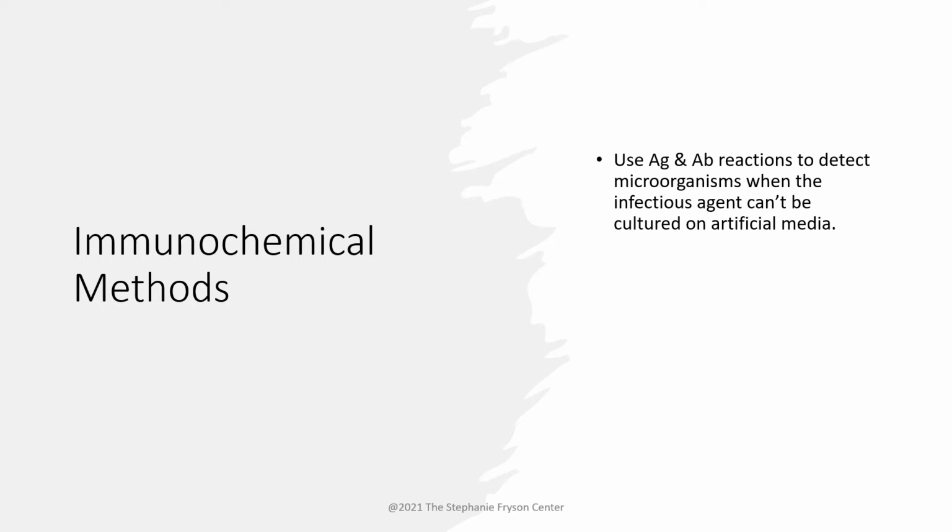In general, immunochemical methods involve immunology, which is antigen-antibody reactions, and chemistry. So there's some type of chemical substrate, enzyme, or something that is added in order to make the reaction take place. So basically for micro, you use an antigen and antibody reaction to detect the microorganism when the infectious agent cannot be cultured on artificial media. So if there's something that is, one, too dangerous to grow in the main laboratory, or two, we just cannot provide the optimal temperatures for it to survive in a laboratory, this is the method that works really well.